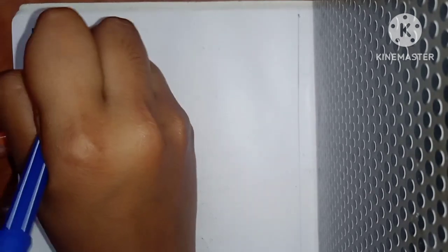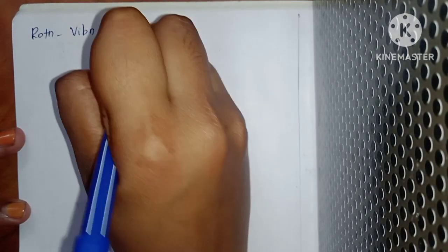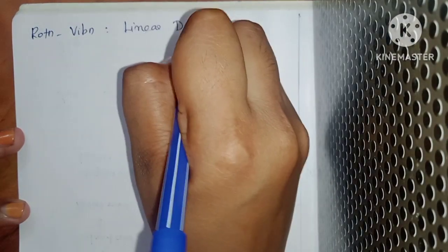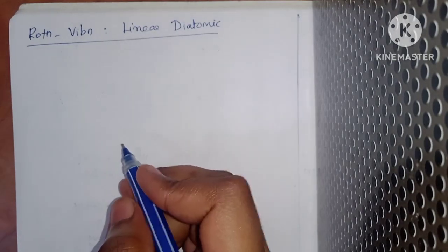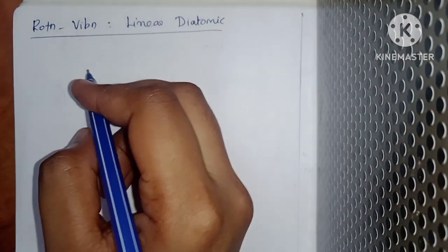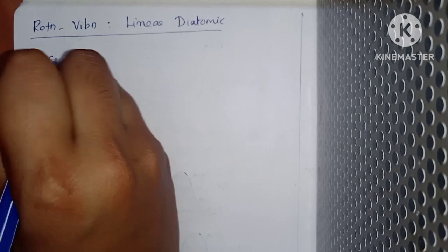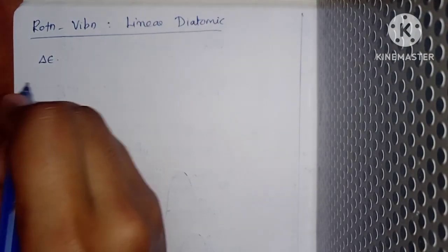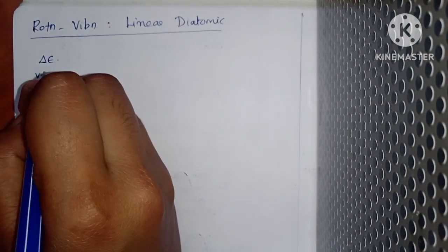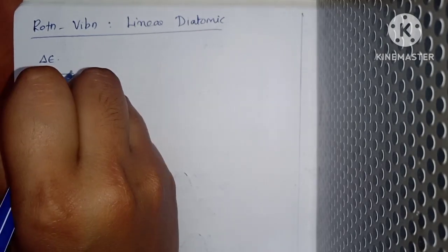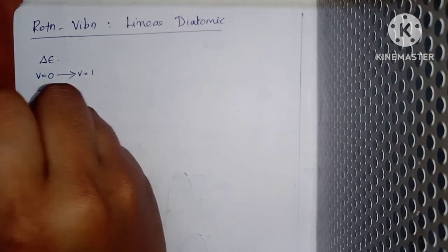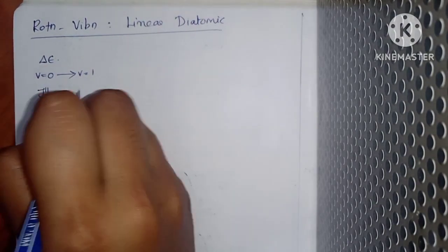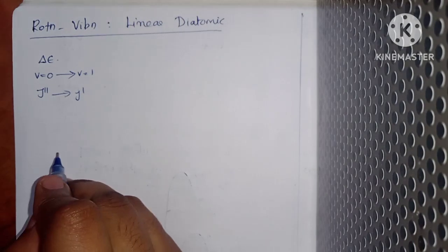So if we are considering the rotational vibrational transition of a linear diatomic molecule, let's see what will be the energy levels and spectra. For that, we are finding the energy required for the transition, and the transition is set like this. The vibrational transition is occurring from V equal to 0 to V equal to 1 level, and rotational transition occurring from a J double dash to some J dash value, not mentioning which are the values.